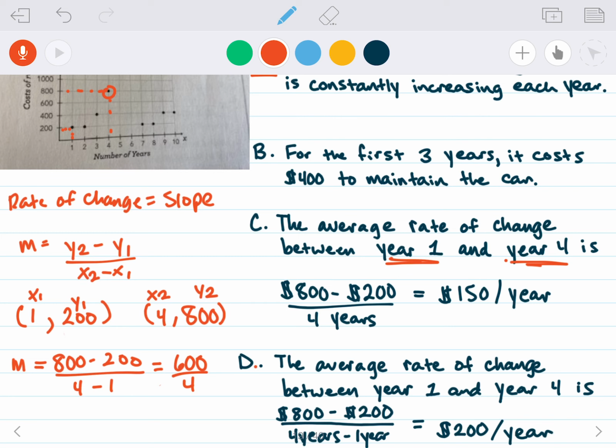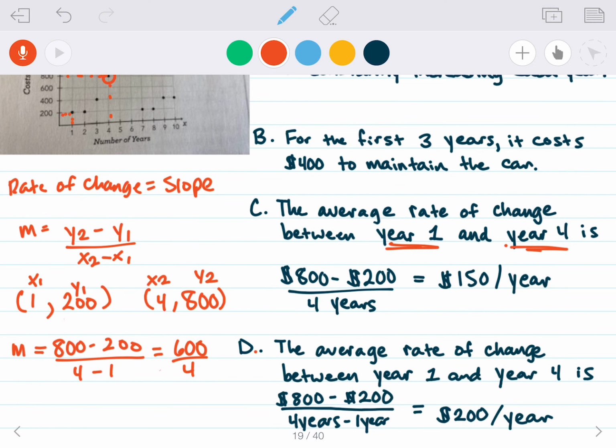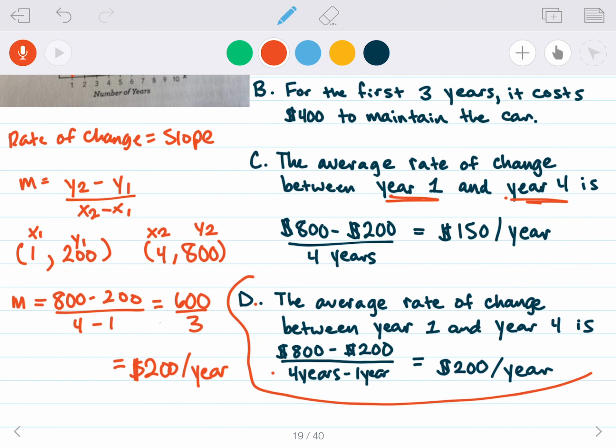Oh, I'm sorry, this is not 600 divided by 4, this is 600 divided by 3. I apologize. So when we simplify, that's going to give us 200, and our units, we have dollars per year. Okay, so choice C is not correct, however, choice D is the one we want, because this is telling us that our rate of change is $200 per year, as shown right here.